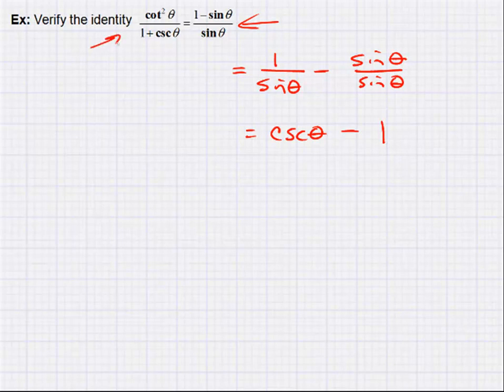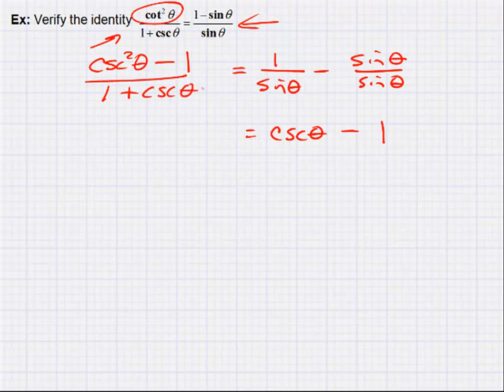Left hand side, the first thing that should stick out to you is the cotangent squared. Right away you know that cotangent squared plus 1 equals cosecant squared. Pythagorean identity. So what I'm going to do is I'm going to say that cotangent squared is equal to cosecant squared theta minus 1 over 1 plus cosecant theta.